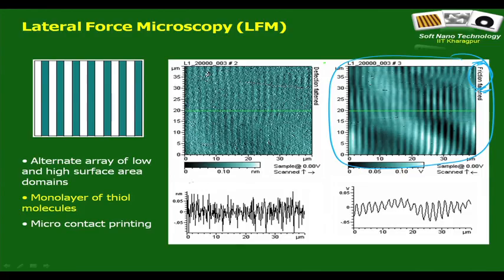So, you see the topography is nearly flat. It looks rough, but look at the vertical scale, it is plus minus 0.05 nanometer. So, all this roughness is confined to 1 angstrom, which means that the surface is extraordinarily smooth. But when you look at the corresponding frictional image, you find that there are different domains, and these different domains correspond to different wettability areas because of micro contact printing.